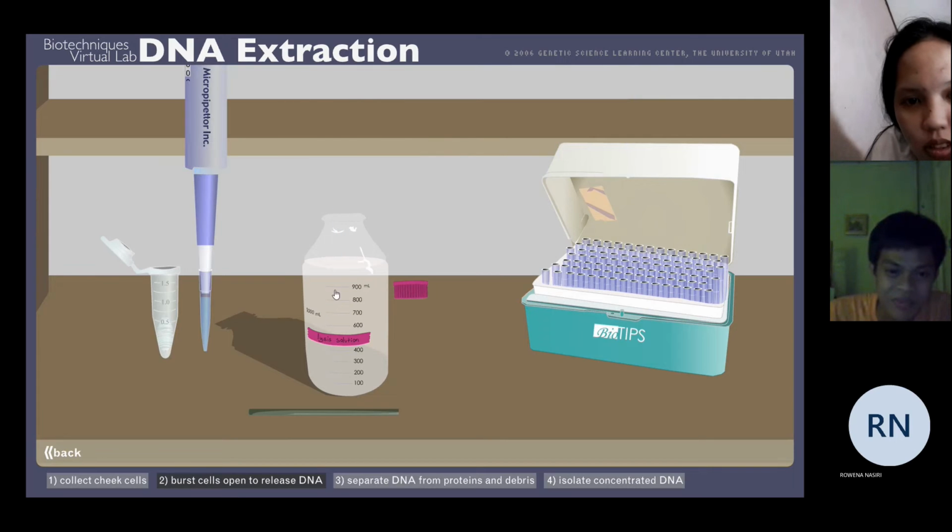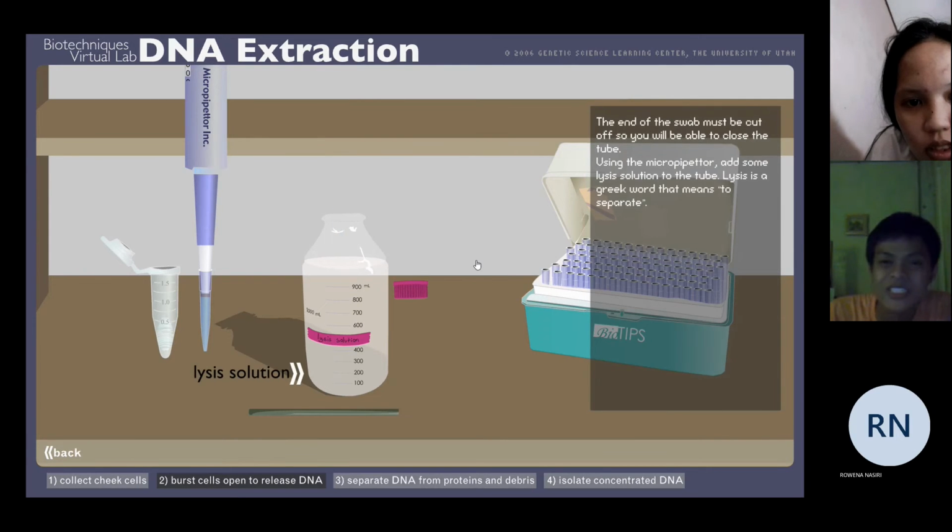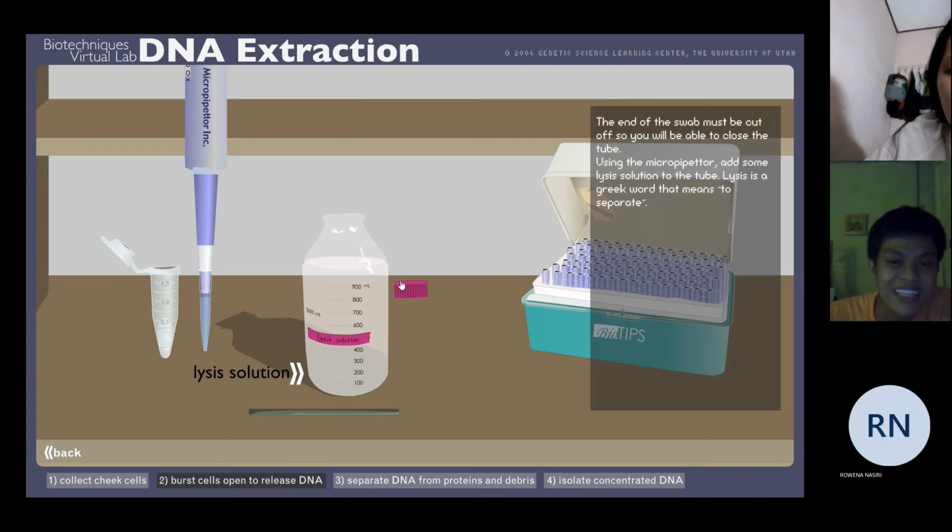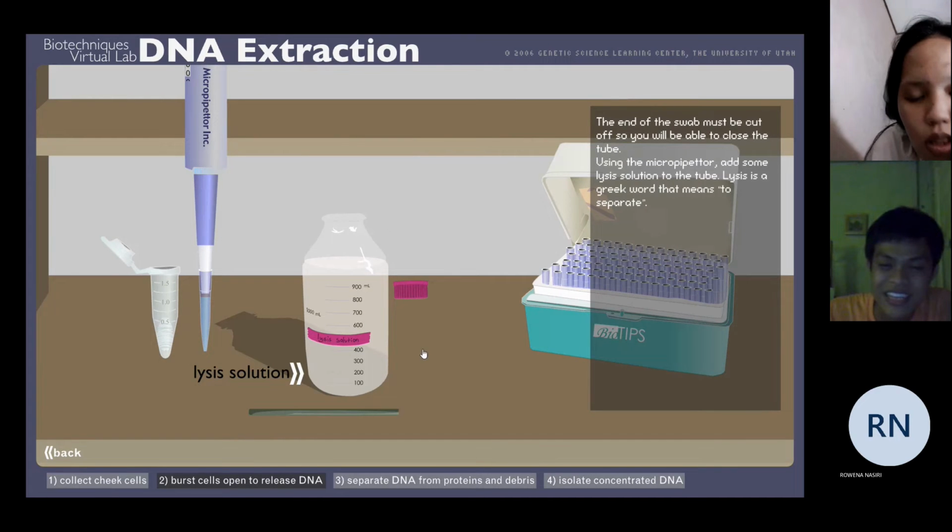Gumamit siya next ng pipette para ilagay yung lysis solution. Si Ro na. Mabasa mo, Ro. Ang next step. Hello? Ro. Nawala ulit si Rowena. Baka may problema talaga net. Ako na lang siguro muna.